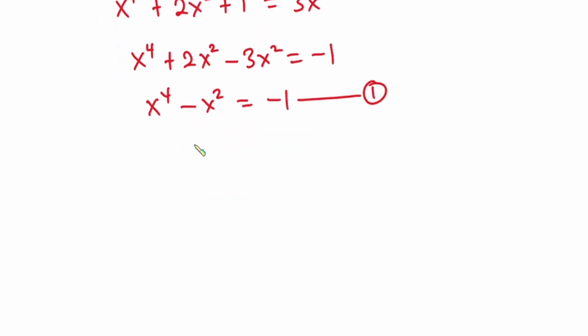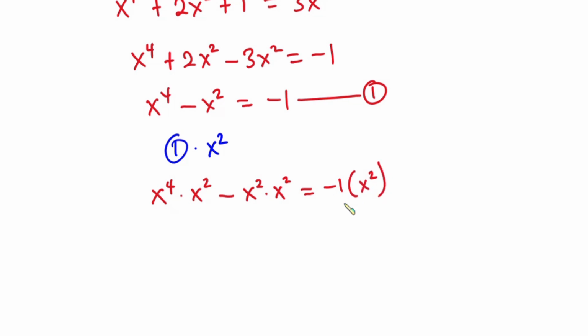Now from here, let's multiply equation 1 by x to the second power. So we have x to the fourth power times x to the second power minus x to the second power times x to the second power, and this is equal to negative 1 times x to the second power. Considering this term, you can see the bases are the same, so I'm just going to write x as the base and then add the powers. So we have 4 plus 2, which is 6. Then minus, here I'll also write x as the base and then add the powers. So we have 4 over here, and this is equal to negative x to the second power.